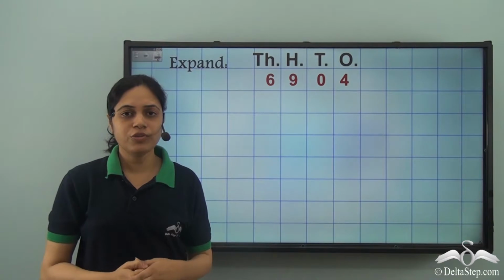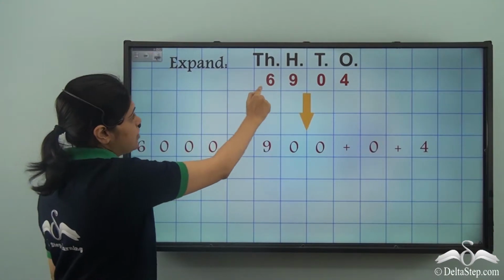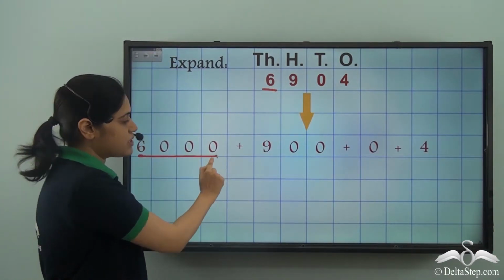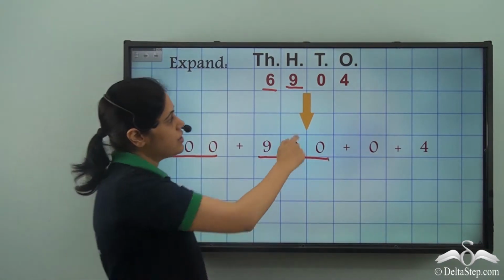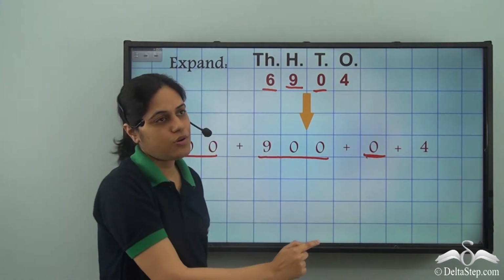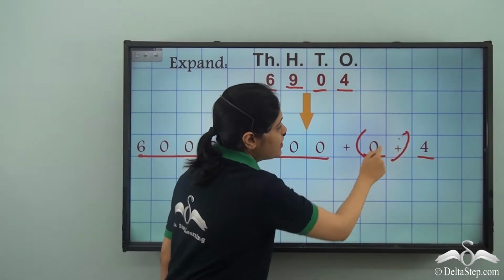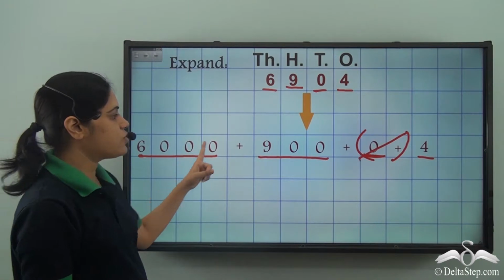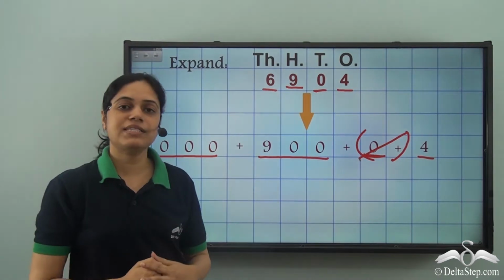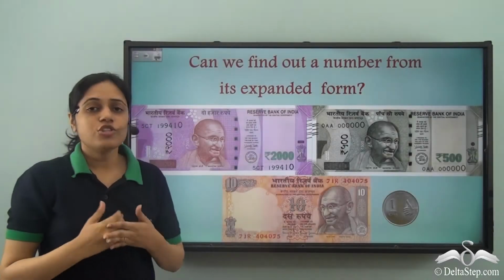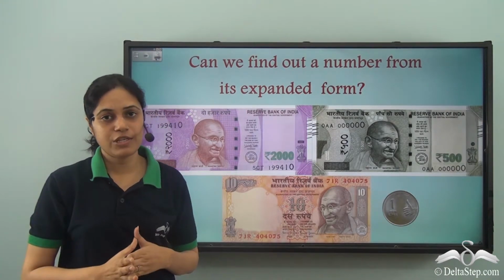Now can you expand this on your own? Once again, there is a 6 in the thousands place. So 6 in the thousands place means 6000. 9 hundreds means 900. 0 tens is 0 and 4 ones is 4. So we skip writing this and we are left with 6000 plus 900 plus 4, which is the expanded form of 6904. So you have learned how to find the expanded form of a number when you are given a particular number.